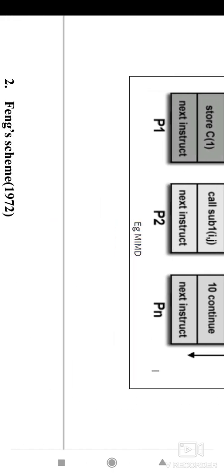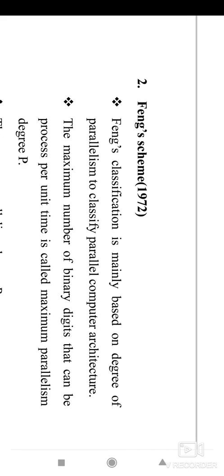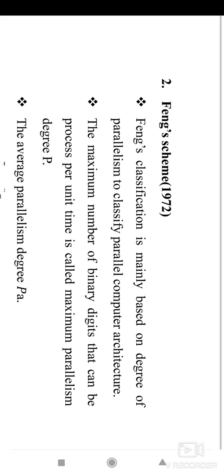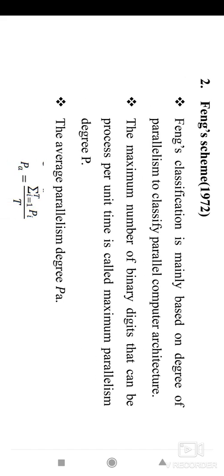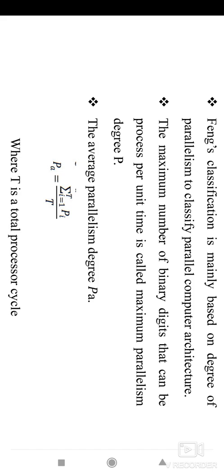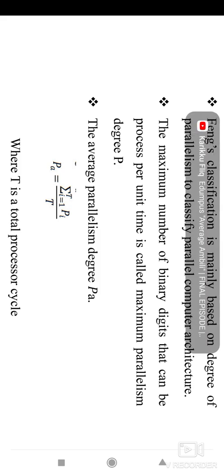So I repeat, Flynn's classification is based on the degree of parallelism. The maximum degree of parallelism is the number of bits that can be processed per unit time, from which we can calculate the average degree of parallelism. It is denoted by PA, which is equal to summation i equal to 1 to T of Pi by T, where T is the total processor cycle. Then the utilization of a computer system within T cycles is given by mu equal to PA by P.